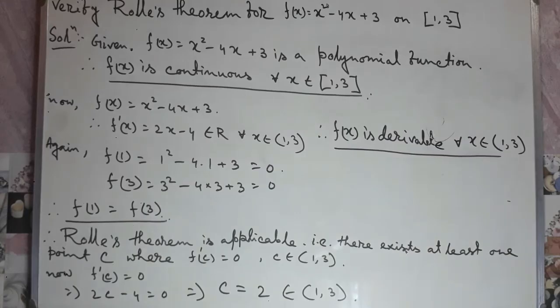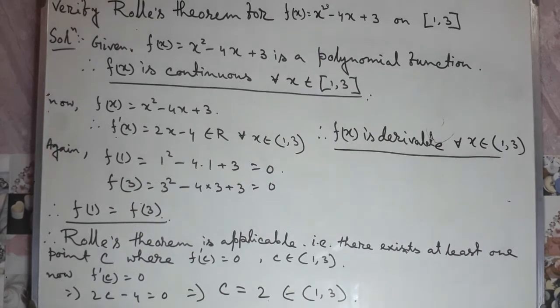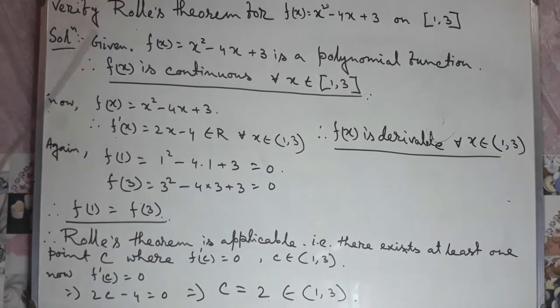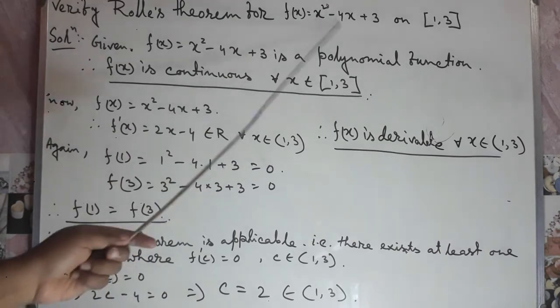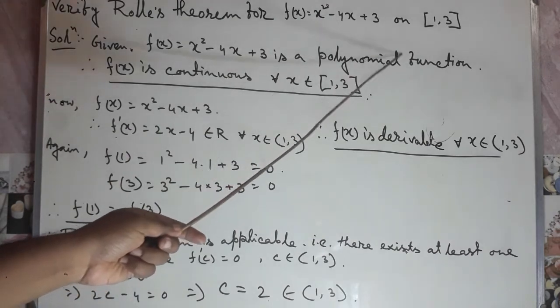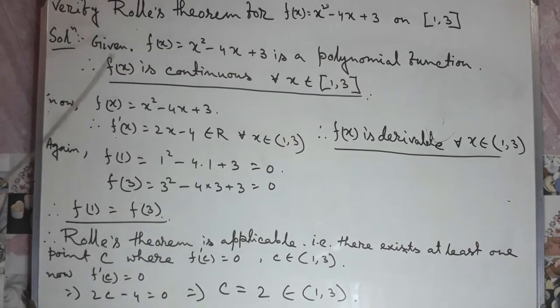Let us see another example on Rolle's theorem, that is, verify Rolle's theorem for the function f of x is equal to x square minus 4x plus 3 on the closed interval 1 comma 3. So this given function is a polynomial function. Just write that every polynomial function is continuous for all real values of x. That means f of x is continuous for all x belongs to the closed interval 1 comma 3.